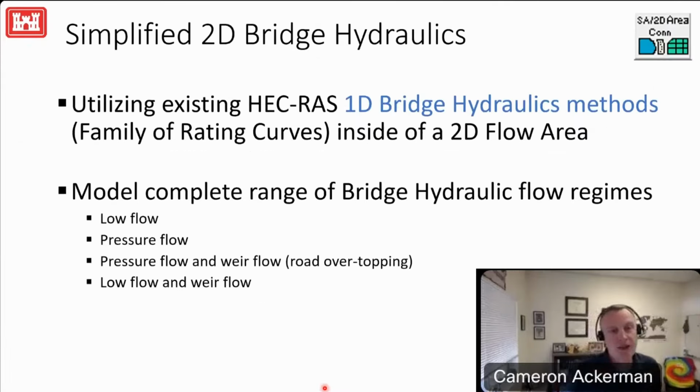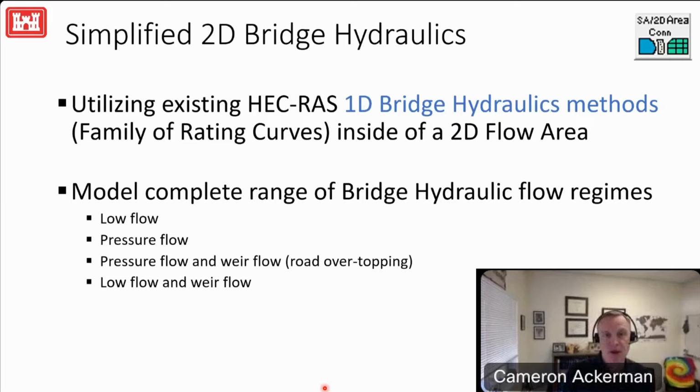So the simplified 2D bridge modeling approach we've had in RAS now for, I don't know, 5 years. I can't remember when we first released it, but we adopted a practice based on 1D bridge hydraulics. The 1D bridge hydraulics we've had in RAS, we've been using for the last 25 to 30 years, making improvements every day. And so we utilize that capability to develop a robust family of rating curves for the bridge, and we use that where we can model both low flow, pressure flow, and then pressure flow with weir flow.